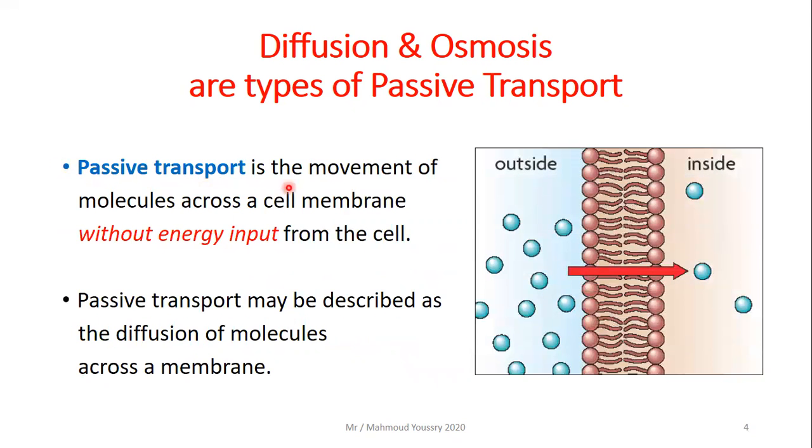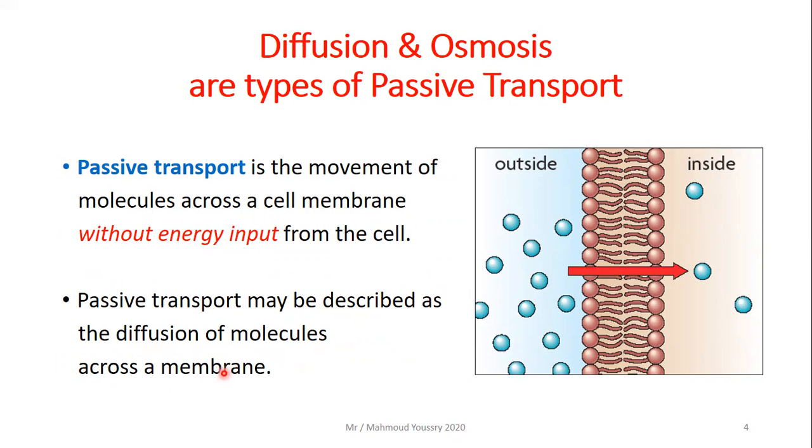Okay, passive transport. What is passive transport? Passive transport is the movement of molecules across a cell membrane without energy input from the cell. So these are the molecules that pass easily across the cell membrane without any energy input. Passive transport may be described as the diffusion of molecules across a membrane.